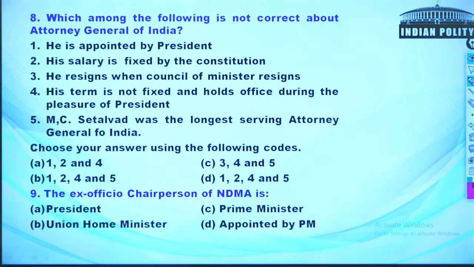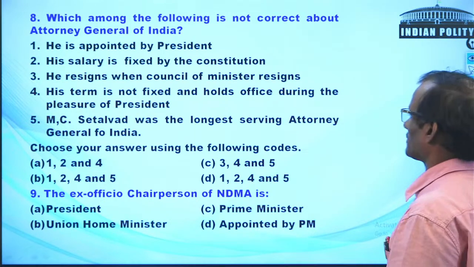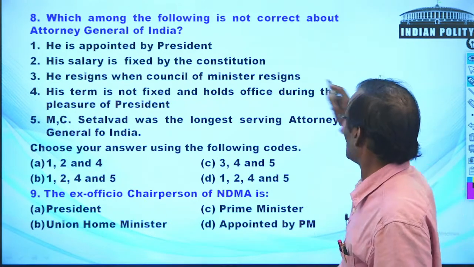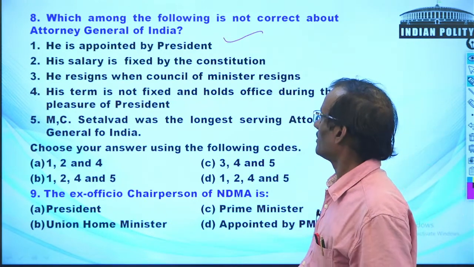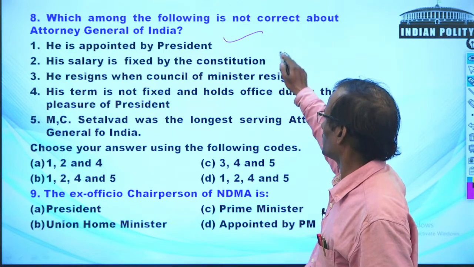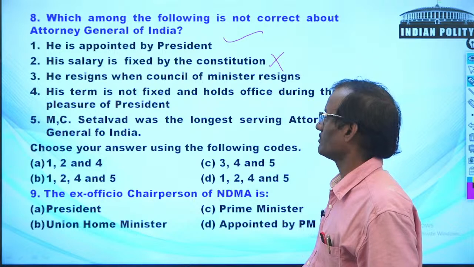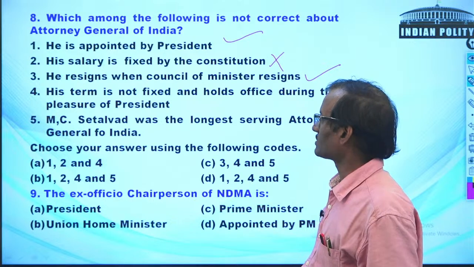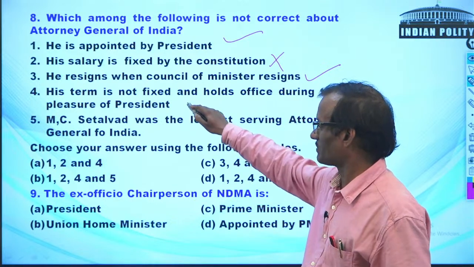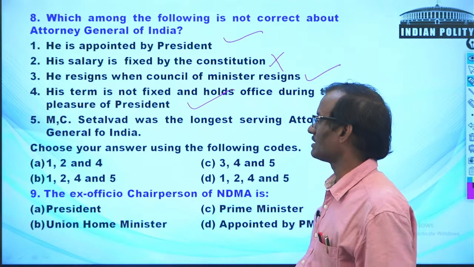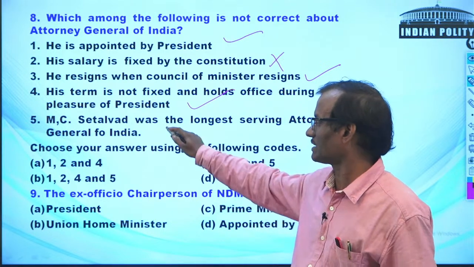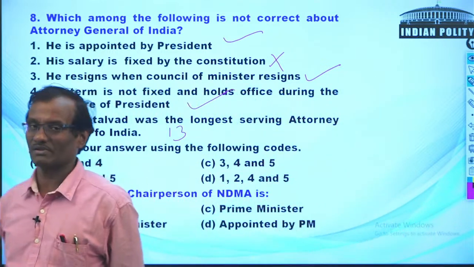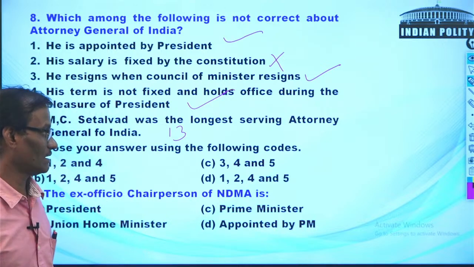Okay. So which of the following is not correct about Attorney General of India? He is appointed by the President. Yes, he is appointed by the President. And his salary is fixed by the Constitution. No, he does not get any fixed salary. He resigns when the Council of Ministers resigns. Yes. His term is not fixed and he holds office during the pleasure of the President. Yes. MC Setalvad was the longest serving. Yes. He worked for 13 years, from 50 to 63, as Attorney General of India.